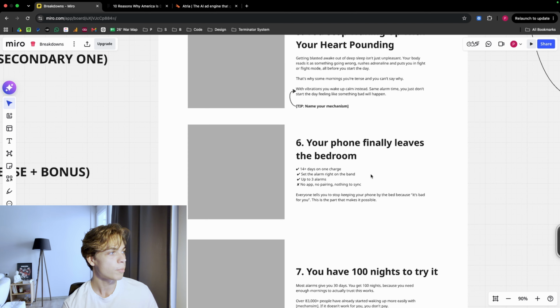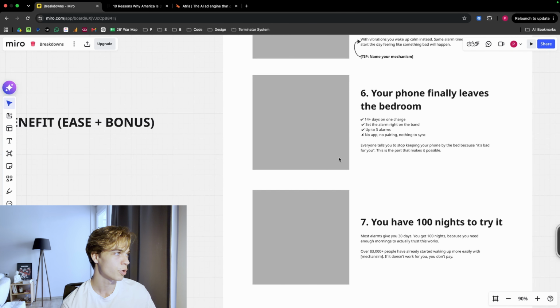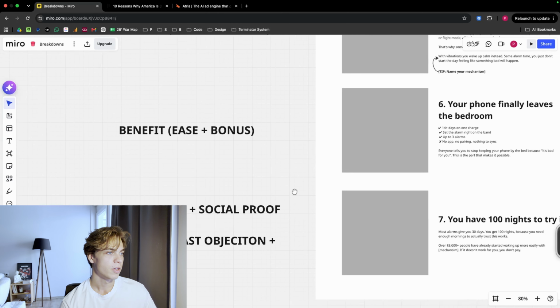And everyone tells you to stop keeping your phone by the bed because it's bad for you. And this is the product, the part that actually makes this possible. A lot of people say that, so this might be a benefit that they care about.